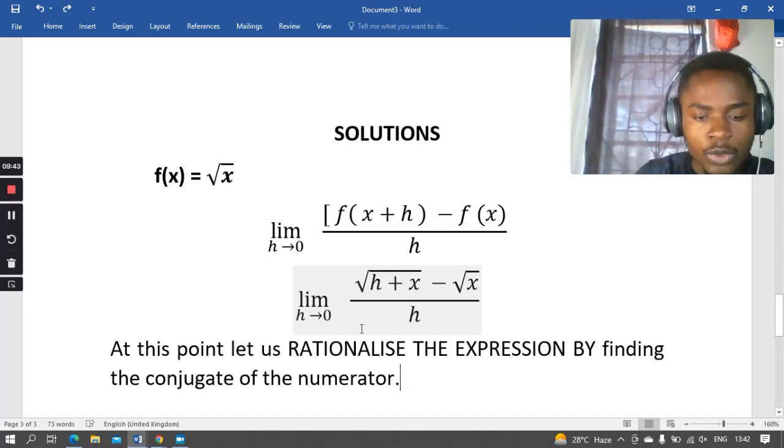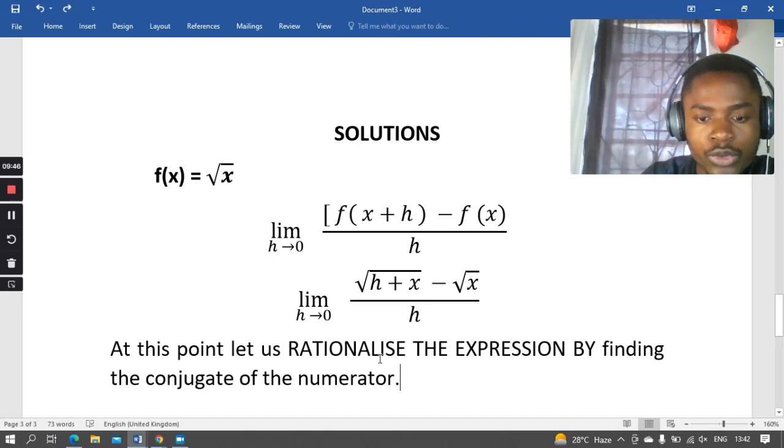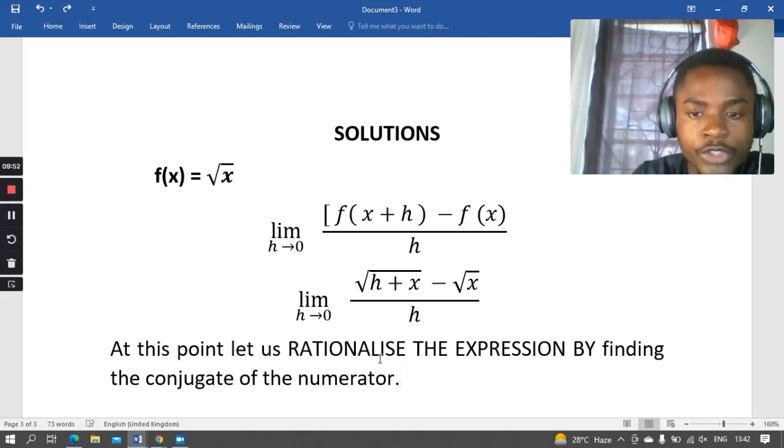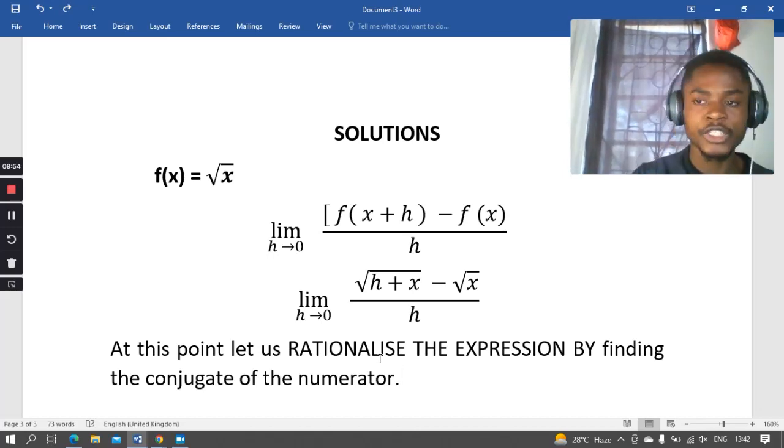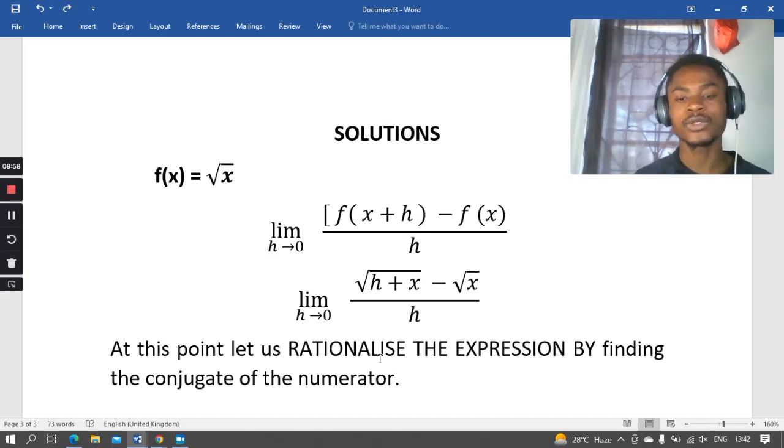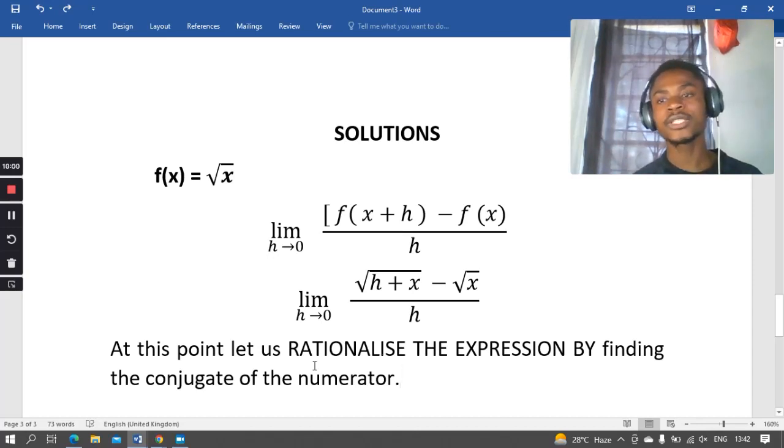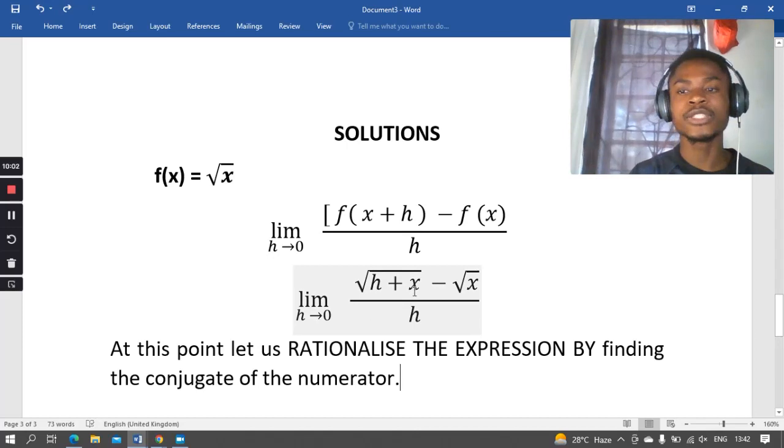So what you are going to do is you are going to rationalize the expression. Now, what are you rationalizing? What you are simply rationalizing is the numerator. What you are rationalizing, in this case, is just the numerator.